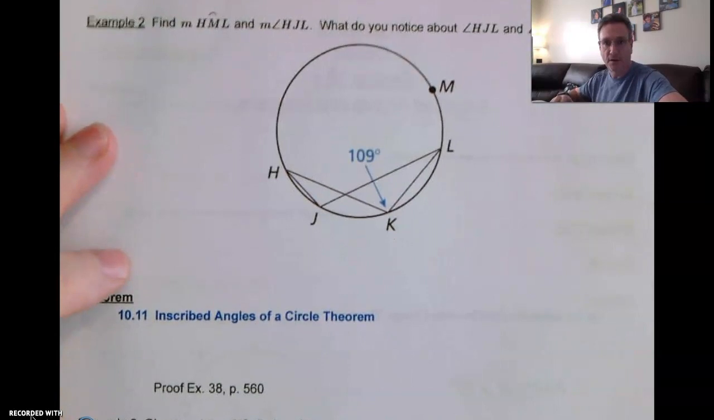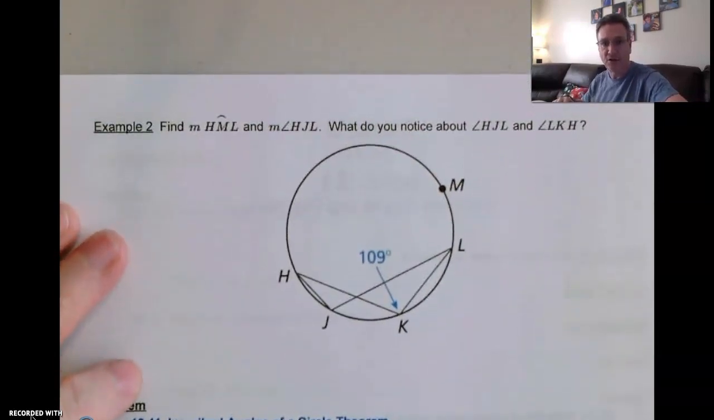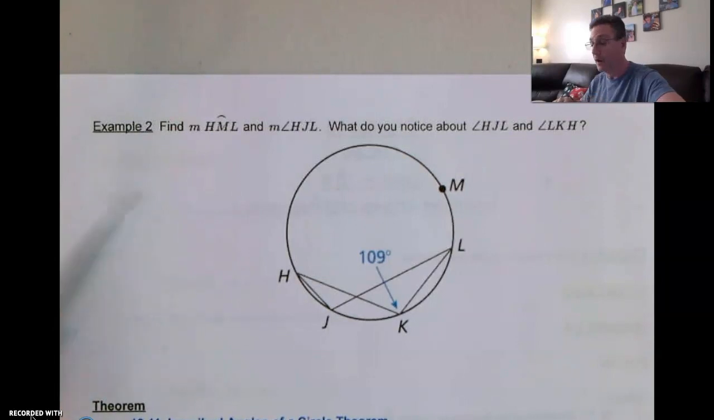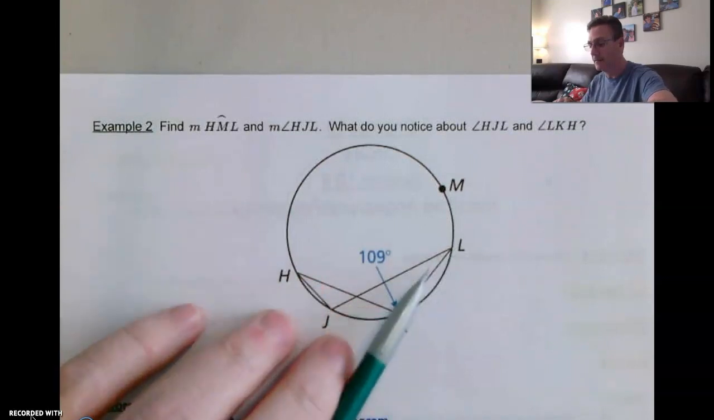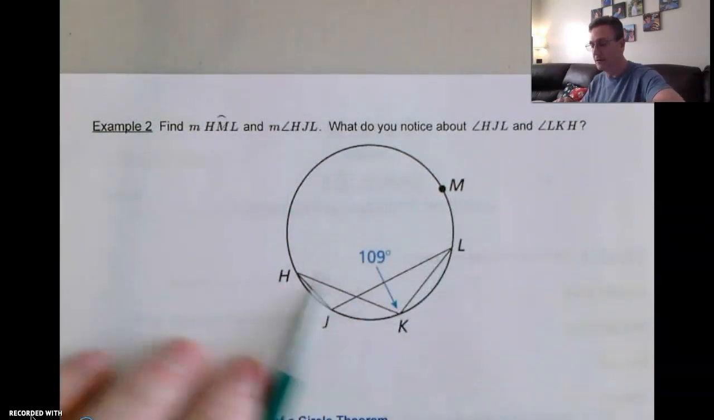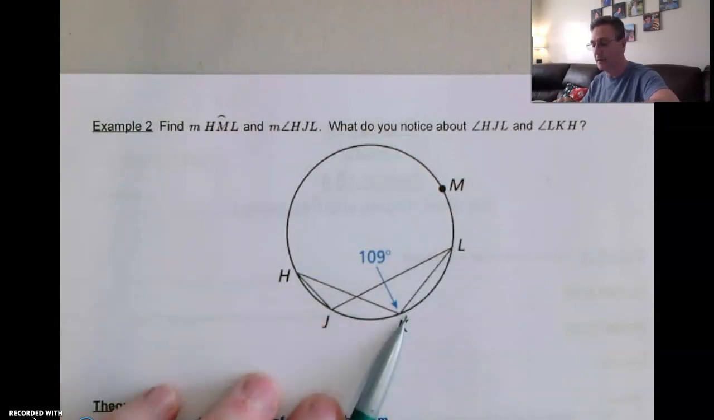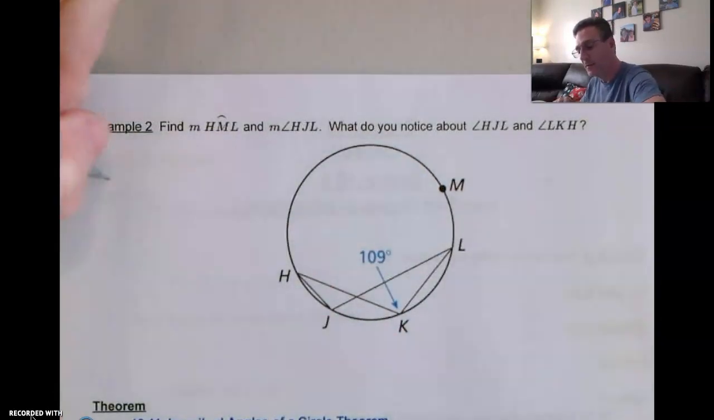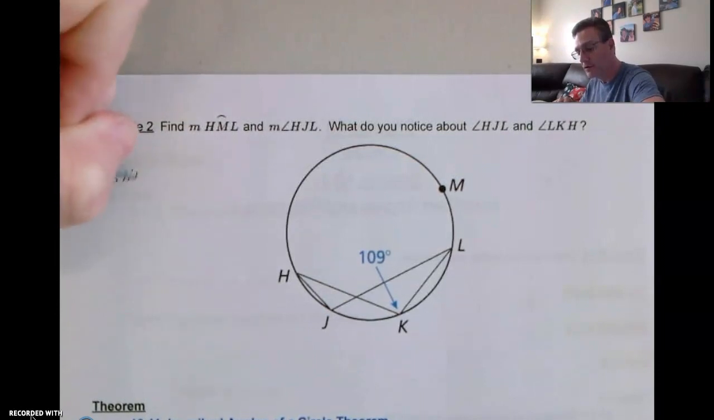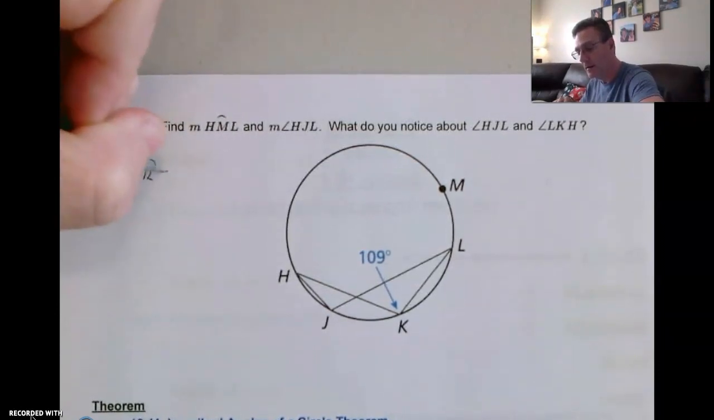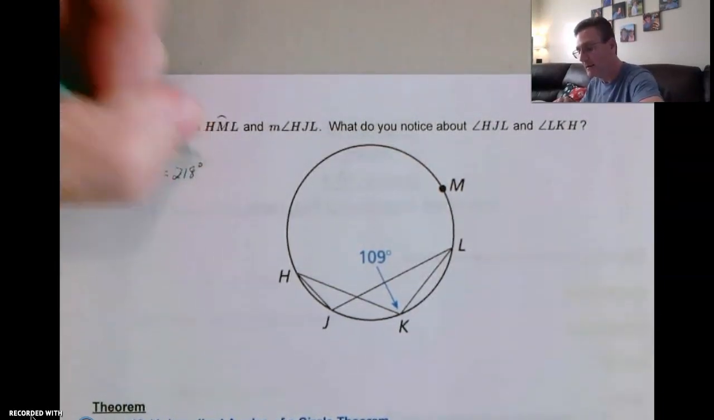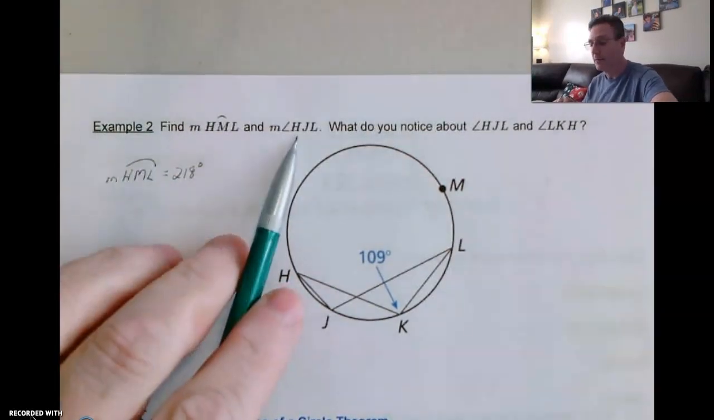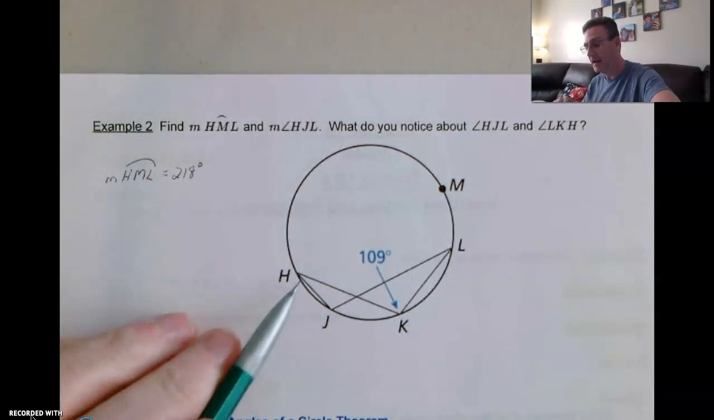Example 2. Find the measure of arc HML. So HML is here. The angle that intercepts that is 109 degrees. So the measure of arc HML is twice 109, or 218 degrees. Now we want to find the measure of angle HJK.